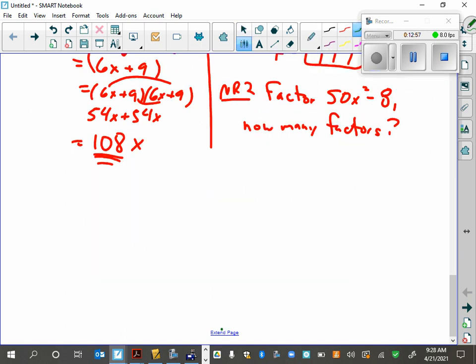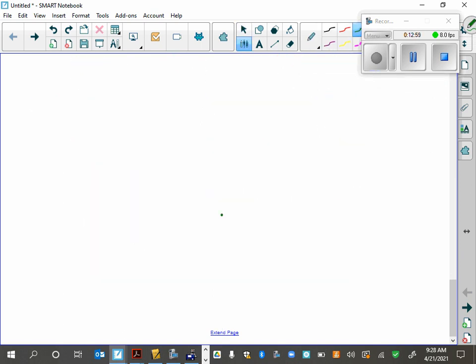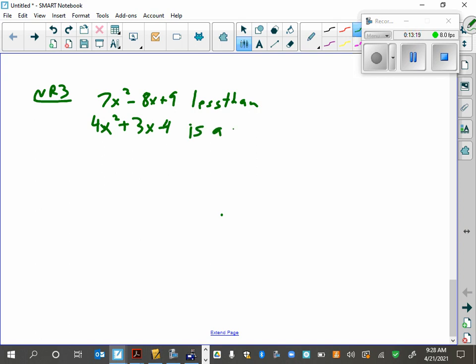Moving up. Numerical response 3. 7x squared, subtract 8x plus 9, less than 4x squared plus 3x subtract 4, is ax squared subtract bx plus c. Find a subtract c.